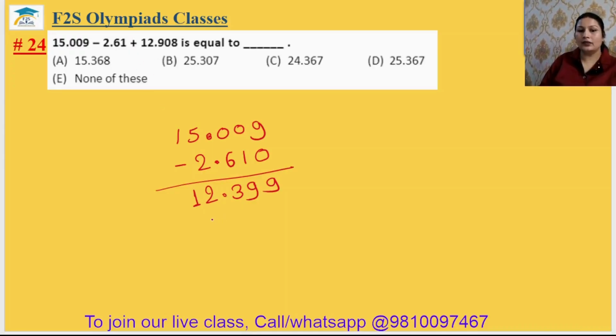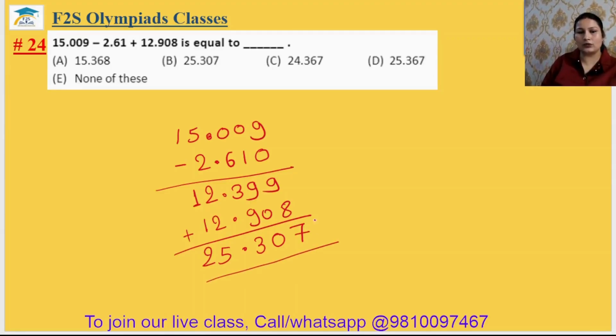Then add 12.908. 9 plus 8, 17. Carry 1, 9 plus 1, 10. Carry 1, 9 plus 1, 10 plus 3, 13. Carry 1, 5 and 2. It is 25.307. That is in option B. The 24th answer is option B.